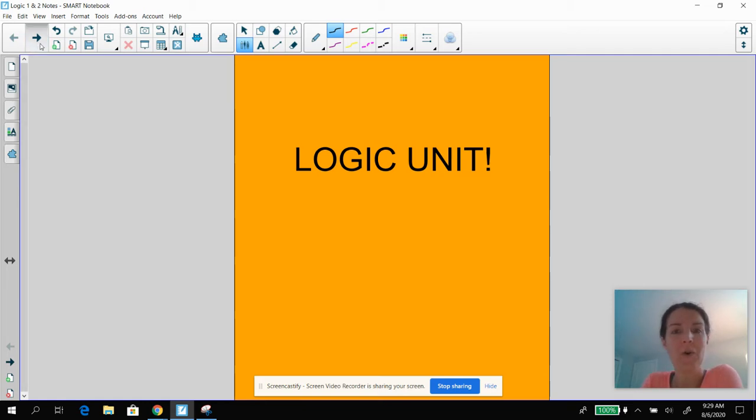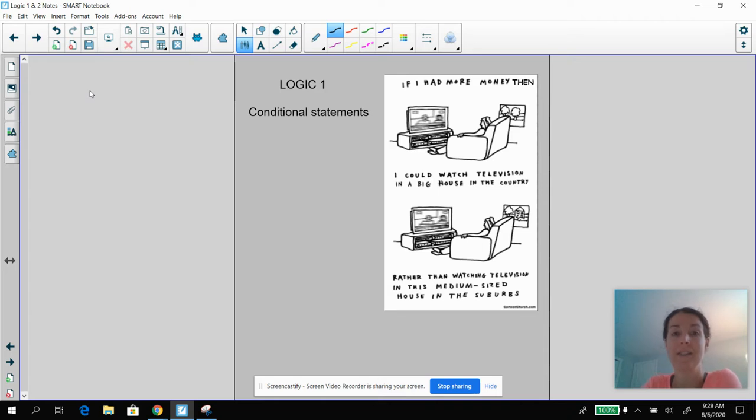All right, so the first thing we're going to talk about are just conditional statements. And a conditional statement is one that you're probably really familiar with. It says, if something happens, then I know something else will happen. So here's a little cartoon for you to read. So funny. So this is a typical conditional statement.